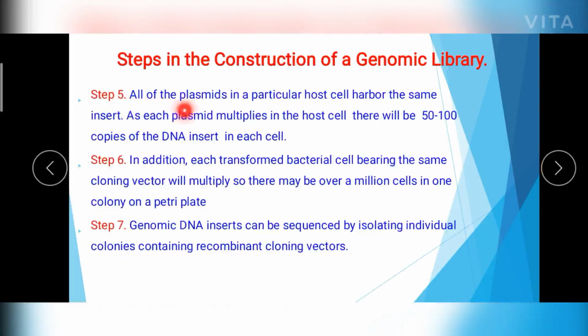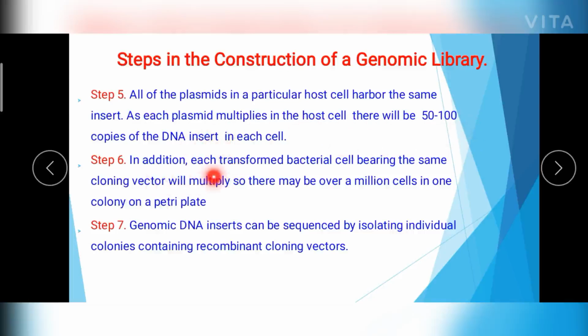In step 5, all the plasmids in a particular host cell will contain the same insert, and as each plasmid multiplies in the host cell, there will be 50 to 100 copies of the DNA insert in each cell, because the plasmid has self-replication capacity. Whenever you introduce it into the host cell, along with the plasmid DNA our DNA insert will also be multiplying, and in each cell you will have 50 to 100 copies of the DNA insert.